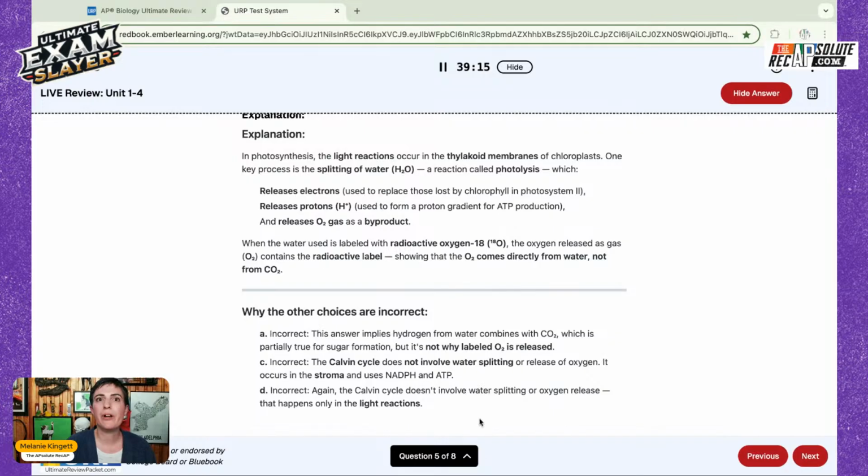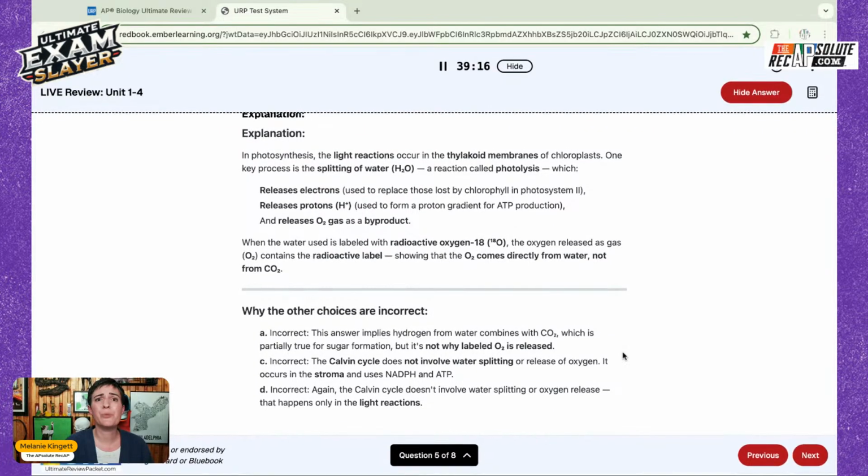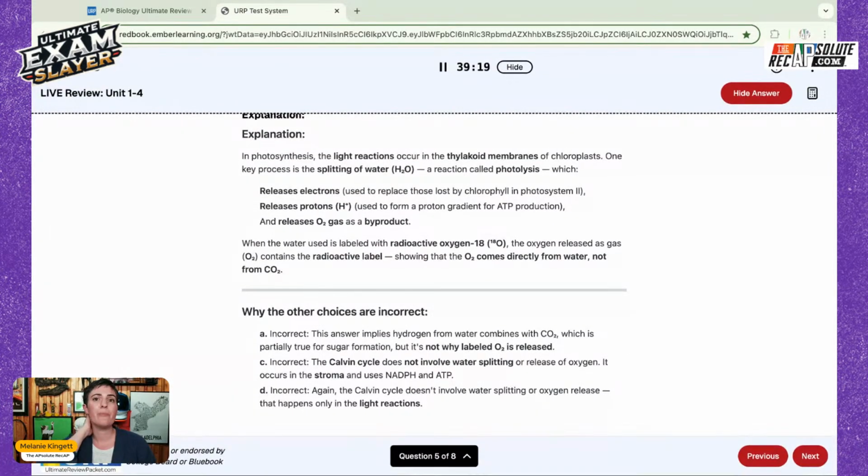So just be aware of the fact that we want to not pick the ones that have the Calvin cycle. It has nothing to do with water splitting. We also don't want the one that has to do with CO2 because CO2 and oxygen don't go together. We get the oxygen when we split the water molecule. All right. Next question.